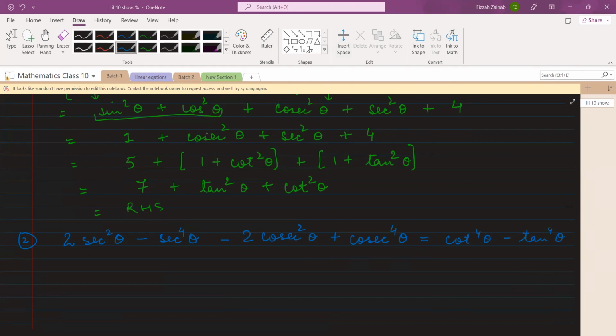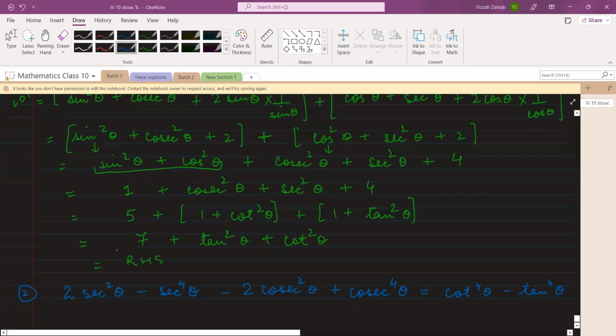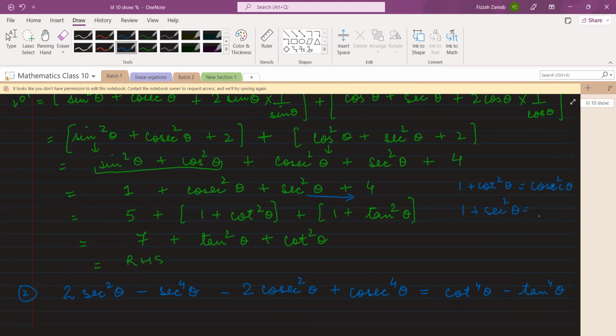Ma'am, I have a question. Yes, Martin. How does it become tan, 1 plus tan square theta? Sorry, where? Here, step below that. Here? Yeah, it's an identity, Martin. 1 plus cot square theta is equal to cosec square theta, right? Yeah. Okay, and then 1 plus sec square theta is equal to tan square.